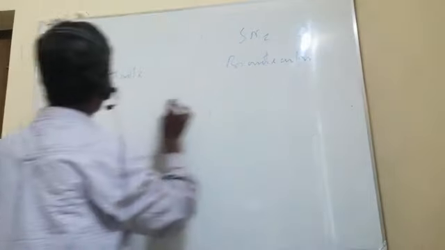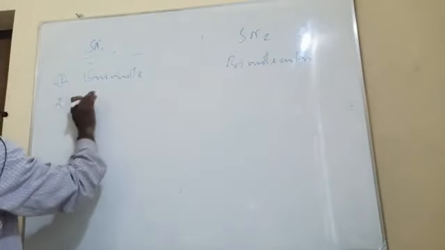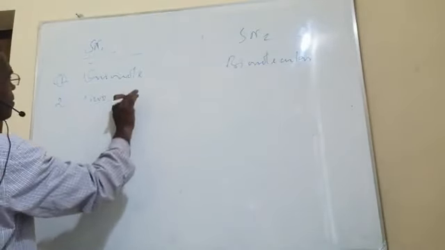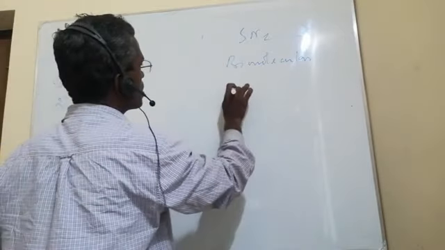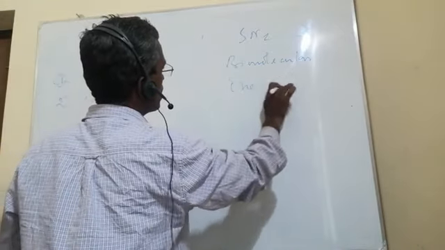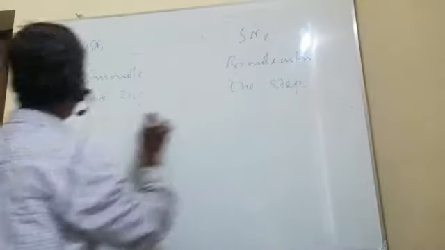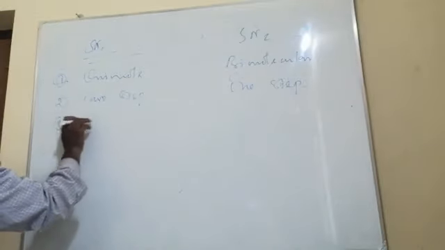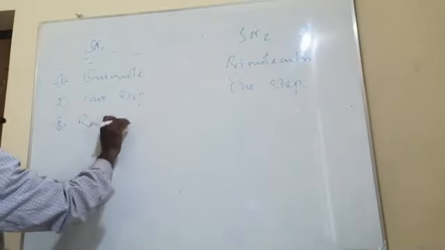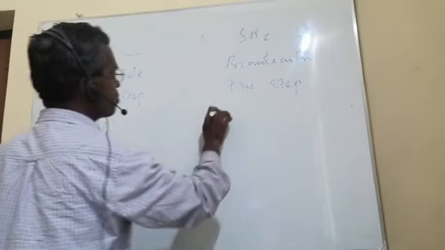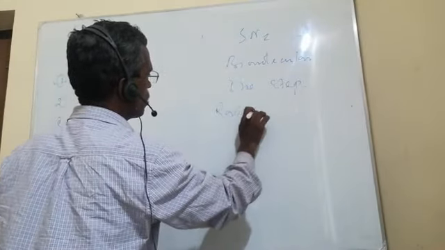Number two, SN1 is a two-step process. This is a one-step process. Number three, rate depends on the structure of the alkyl halide. Here also, the rate depends on the structure of the alkyl halide.